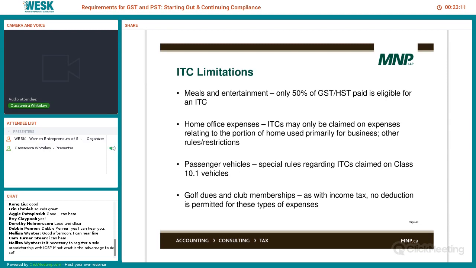So as I mentioned, there's a few limitations on ITCs. These are just some of the biggest ones that we see. They parallel the income tax rules for most of them. So for meals and entertainment, you can only claim 50% of the GST paid. There's certain rules regarding home office expenses. You may be eligible to claim some ITCs if you have space in your home that's used primarily for business. If you purchase a passenger vehicle with a cost that's greater than $30,000, you may have a limited ITC claim available depending on the type of vehicle and the amount of business use. And things such as golf dues and club memberships, just like with income tax, there's no deduction allowed for those type of items.